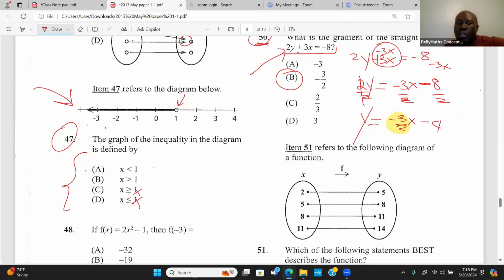Now let's take a look. This is saying that the unknown that we're referring to would be less than 1. So x is less than 1, not greater, less, because it's going that way. See the arrow pointing that way from here. Are we good? So the answer is A.